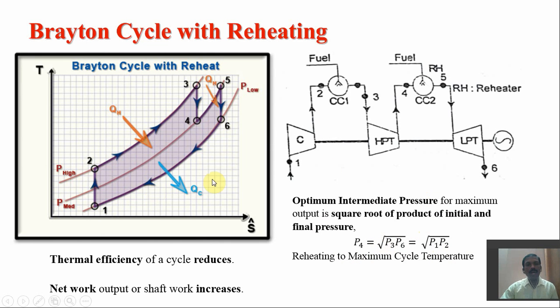Now what do you mean by this optimum intermediate pressure? As I told you, this is for maximum work output condition. Second thing is, whenever it is mentioned for maximum work output, you require reheating to maximum cycle temperature. That means if this is heated to 1200 degrees Celsius, this inlet is at 1200 degrees Celsius to the high pressure turbine, you have to reheat to the 1200 degrees Celsius. So same, T3 is equal to T5. Then T4 also will be equal to T6.